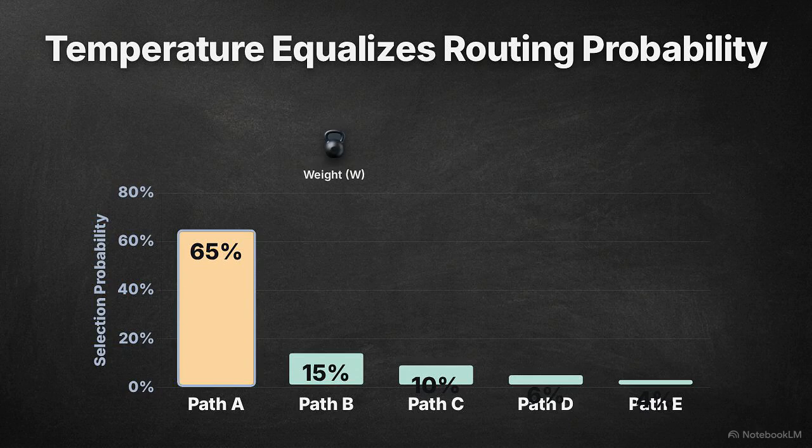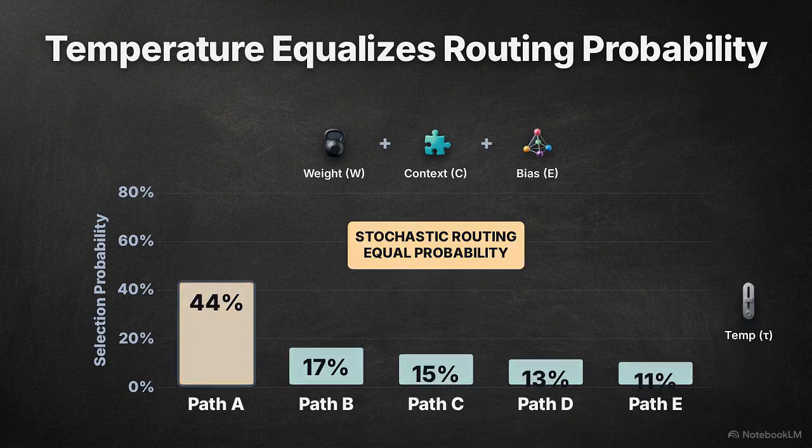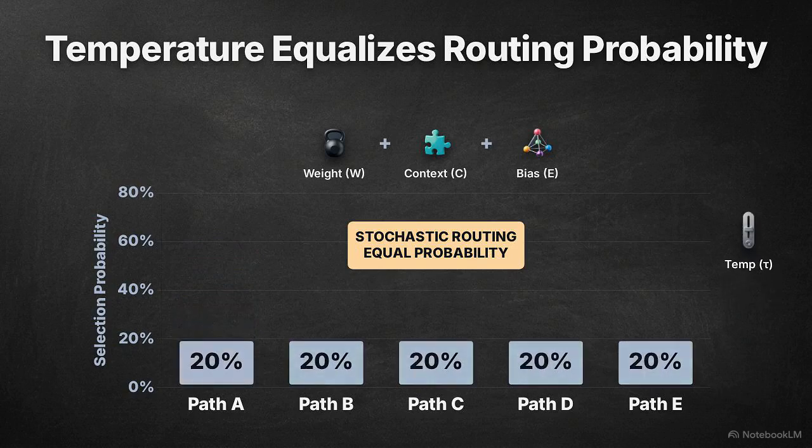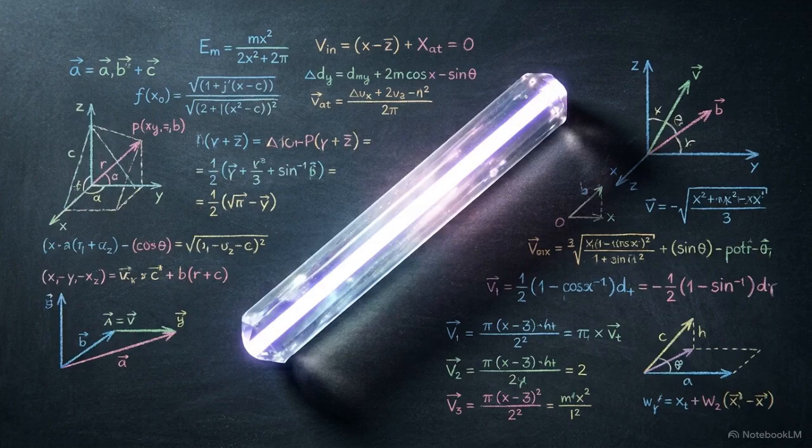Probability combines 3 variables: existing synaptic weight, contextual relevance, and global neuromodulators acting as emotional bias. The variable controlling this randomness is temperature. When temperature rises, the distribution flattens, equalizing odds across all potential pathways. When temperature is low, the selection process is highly deterministic. The signal rigidly follows high-weight pathways, producing fast, predictable, habitual responses.